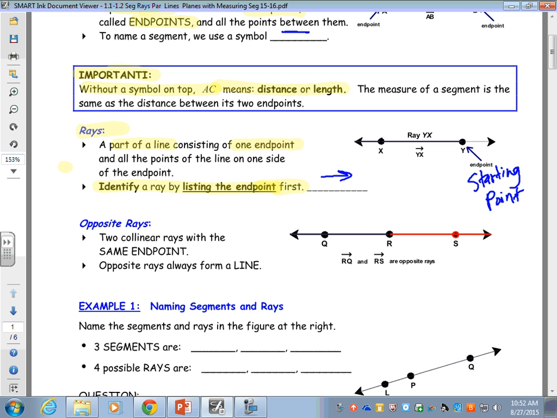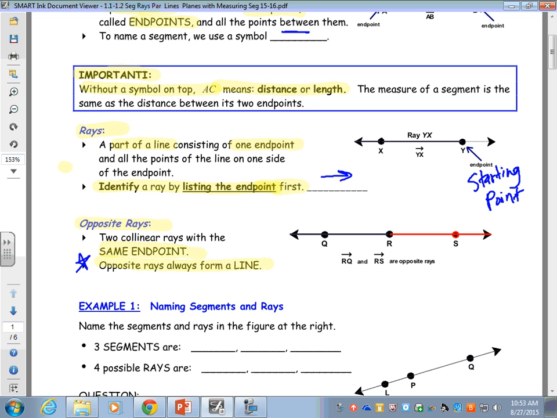All right, so we also have opposite rays. To be an opposite ray, you have to have the same endpoint, same starting point. And opposite rays always form a line. That's very important. Most people forget this concept for some reason. So what we have here is ray RS, which is the red ray pointing to the right, extending to the right, and ray RQ, which is extending to the left.